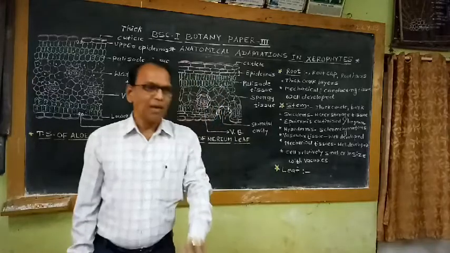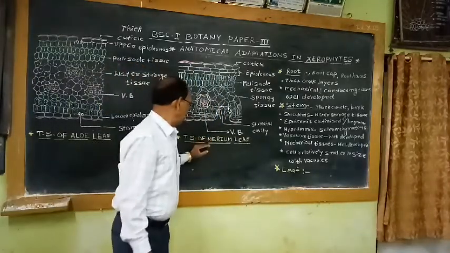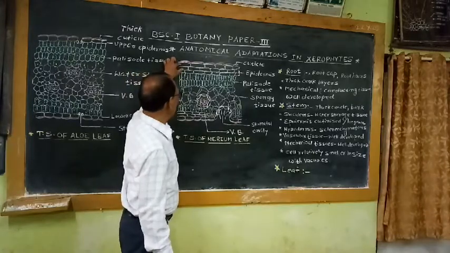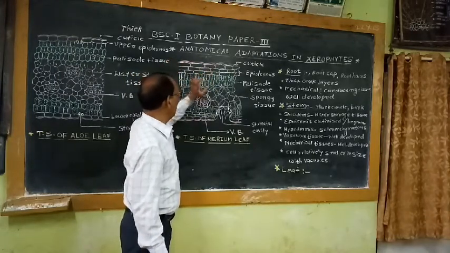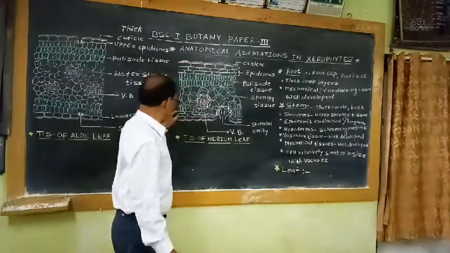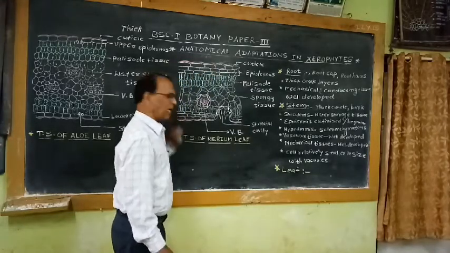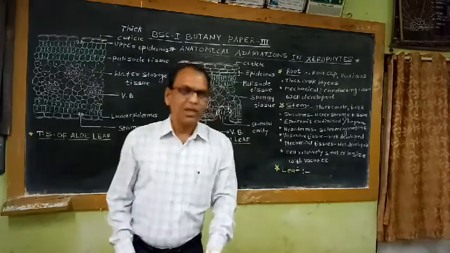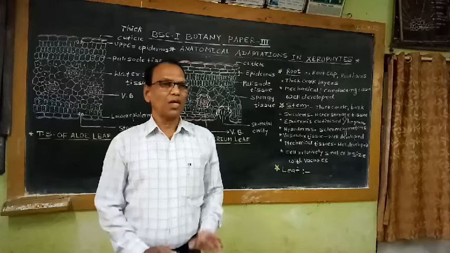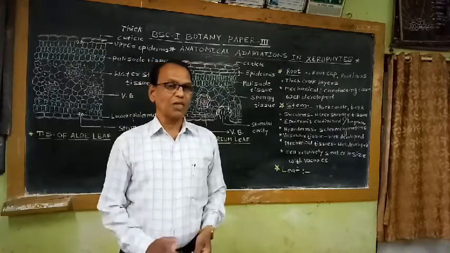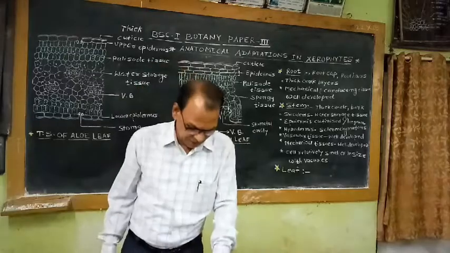Then the epidermis in some plants, for example in Nerium, a true xerophyte, how many layers are there? 1, 2, 3. This is the upper epidermis, it is multi-layered. This is the lower epidermis, it also shows 1, 2, 3 layers. That means a multiple or multi-layered epidermis is an anatomical adaptation required by true xerophytic plants in order to reduce or check the rate of transpiration.